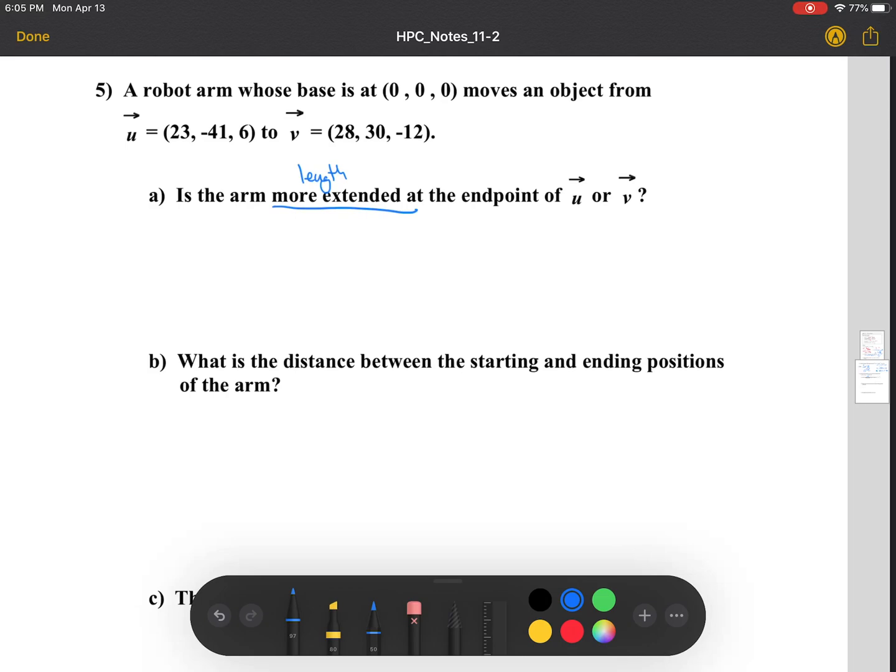So we want to find the distance from 0 to vector U, and we want to find the distance from 0 to vector V. So we're just finding the distance from 0 to U, and the distance from 0 to V. Okay, so we start plugging into our distance equations. 23 squared plus negative 41 squared plus 6 squared. Okay, remember these are calculator problems. I don't expect you to be able to do this stuff on your own.